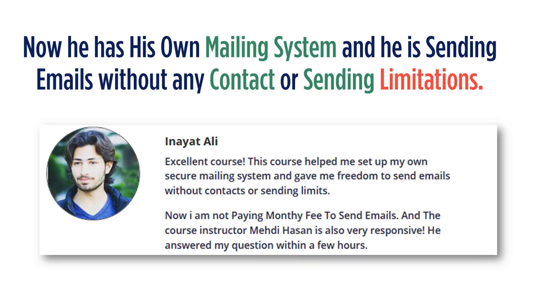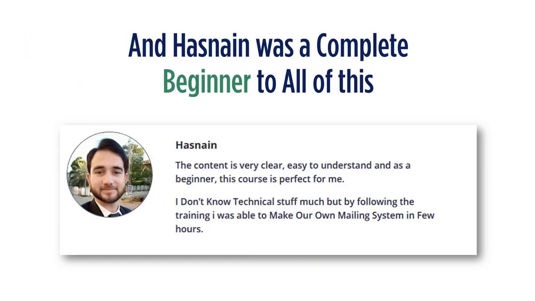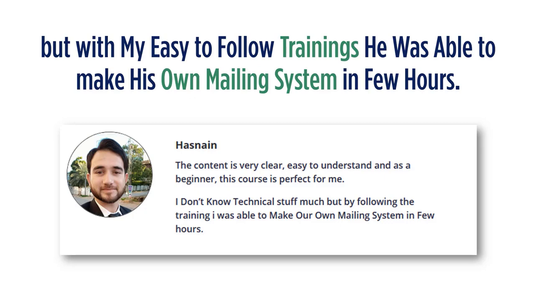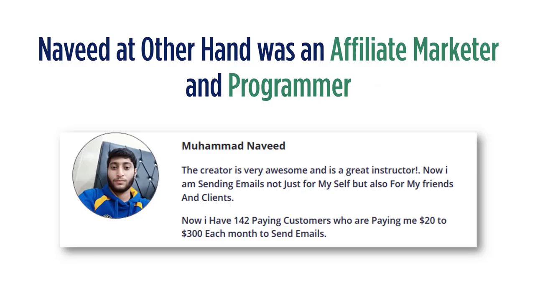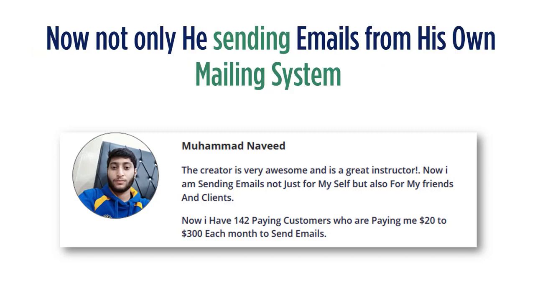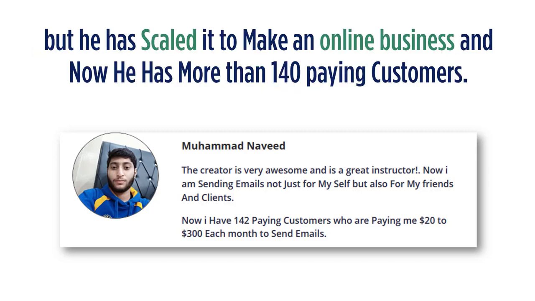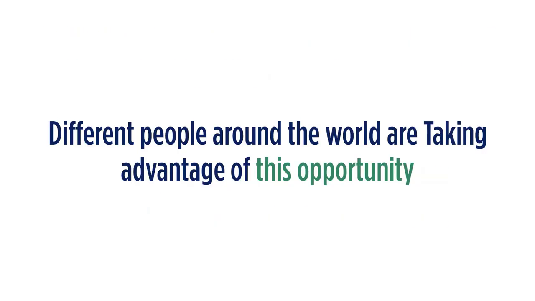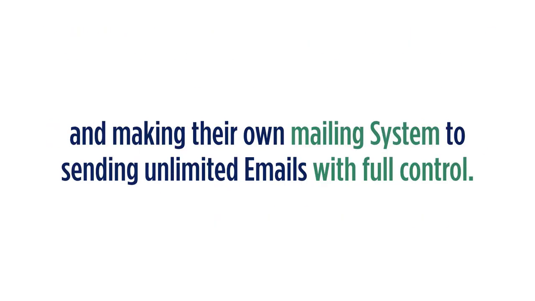And Hasnain was a complete beginner to all of this, but with my easy to follow training, he was able to make his own mailing system in a few hours. Navid, on the other hand, was an affiliate marketer and programmer. He was looking for an efficient way to send promotion and transactional emails from his site and app. Now, not only is he sending emails from his own mailing system, but he has scaled it to make an online business, and now has more than 140 paying customers. Different people around the world are taking advantage of this opportunity and making their own mailing system to send unlimited emails with full control.